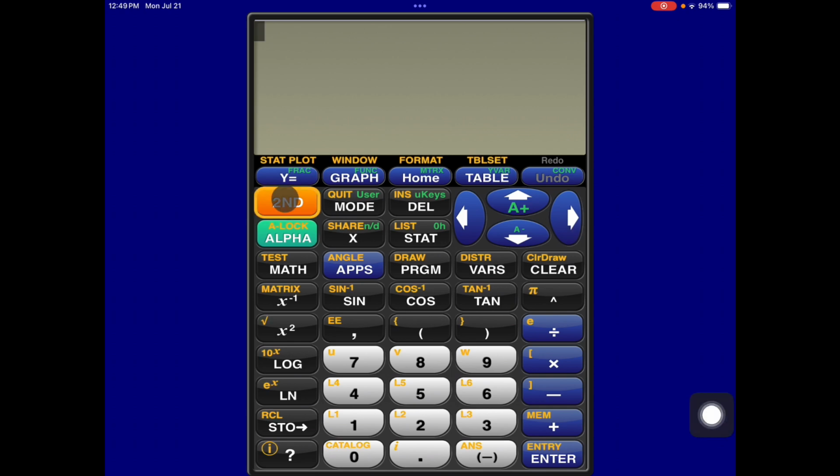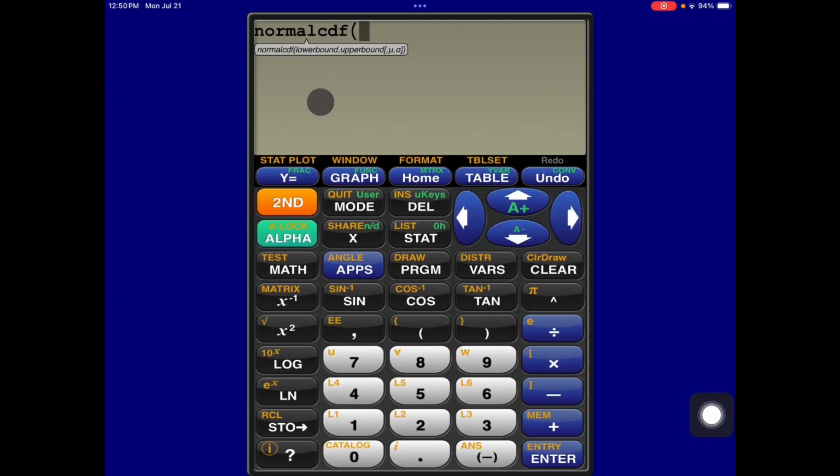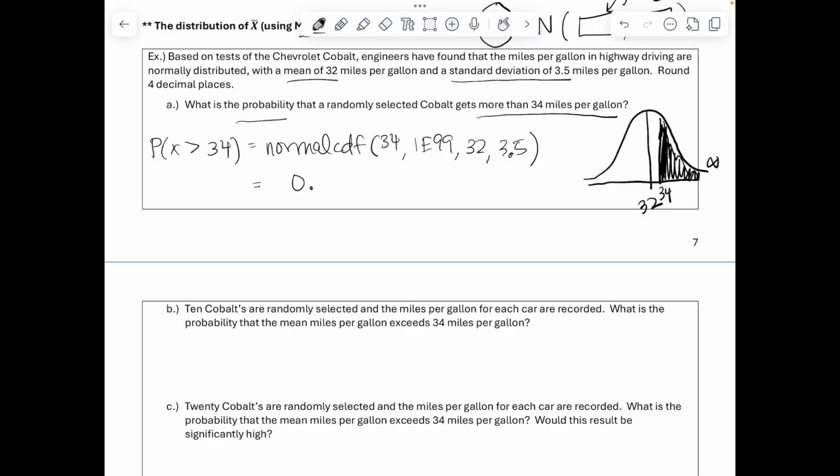On the graphing calculator, we need to go to second vars and then normal CDF, and then our lower bound is 34, comma, upper is 1E, and again that's second, comma, 99. Then comma, we have 32 as our mean and our standard deviation is 3.5. Close your parentheses, select enter, and then round your probability to 4 decimal places. From the graphing calculator, we get 0.2839.